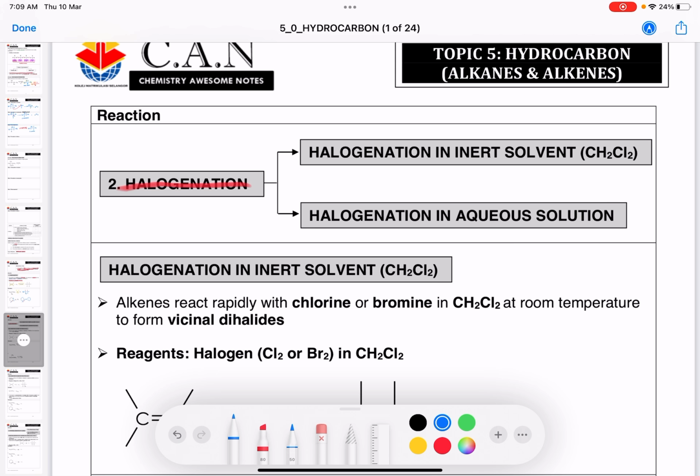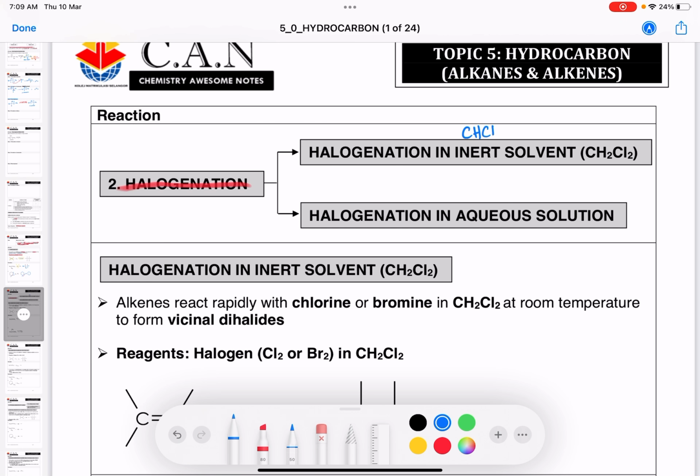Now, besides CH2Cl2, other inert solvents that you can use are CHCl3, CH2Cl2, CH3Cl, and also CCl4. So each of the hydrogens will be replaced with chlorine. So these are the inert solvents that you can use. It does not necessarily have to be this one only. You can use the other 4.